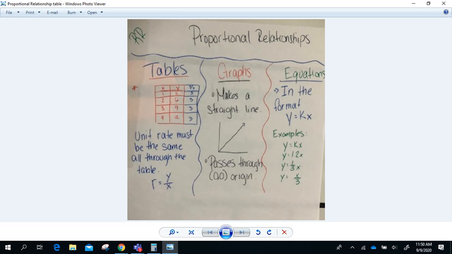And last but not least, equations. For it to be proportional, it has to be in the y equals kx format. I put some examples. Y equals kx. Y equals 1.2x. Y equals 1/3 x. And y equals x over 3. I would write these down because you never know which of these forms you're going to be seeing them in.